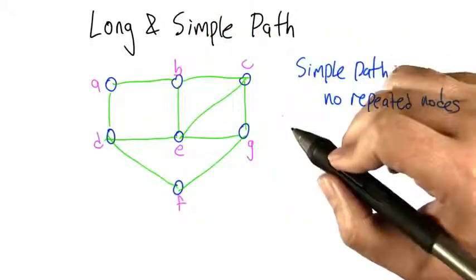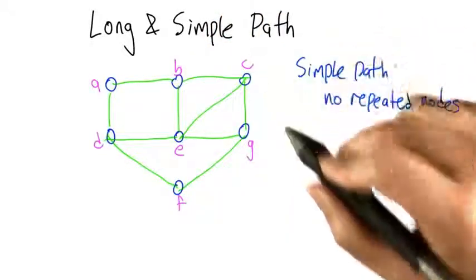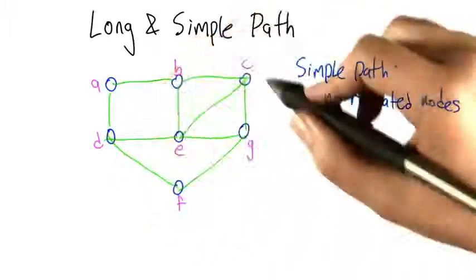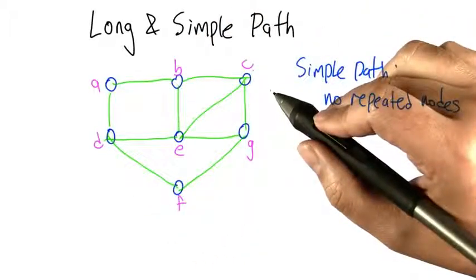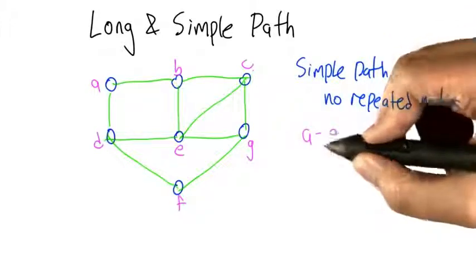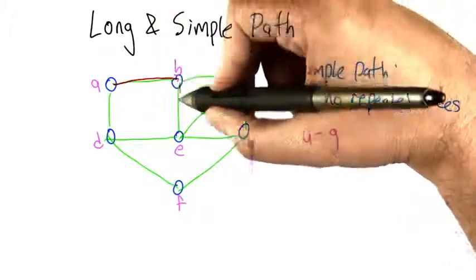All right, to introduce this concept, it's going to help to have another definition that I haven't given you yet. So here's a graph. We've been talking about things like shortest paths. So let's look at a path from A to G. So here's a natural path to choose.